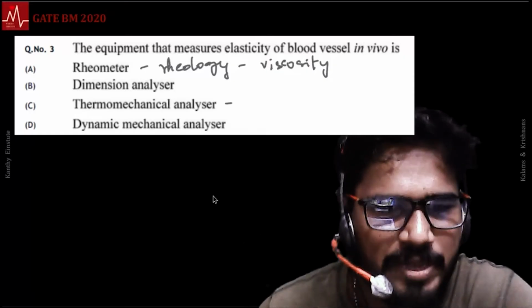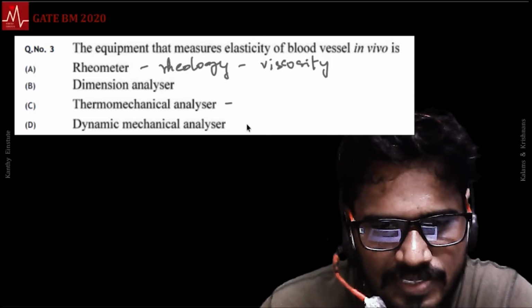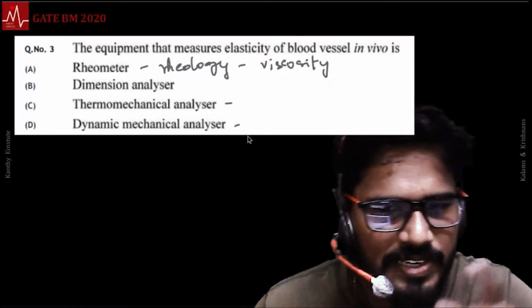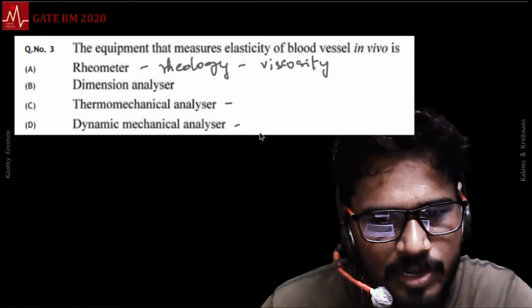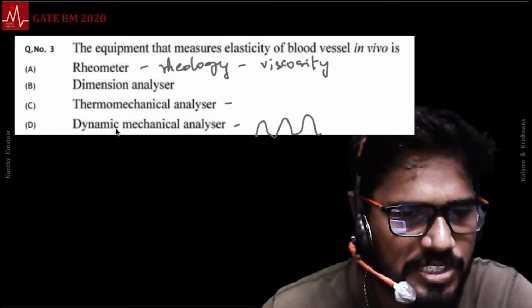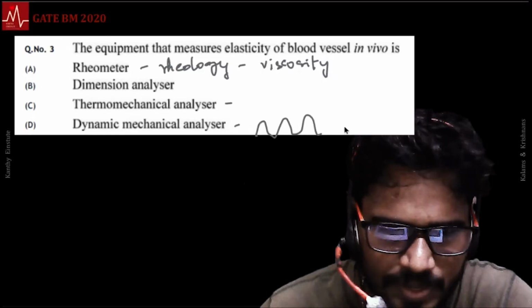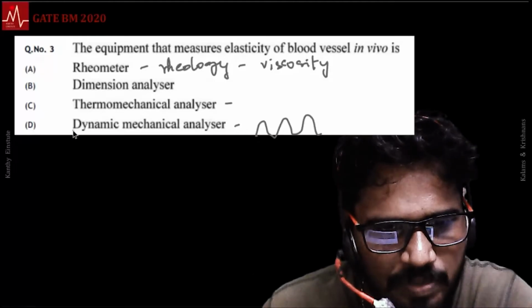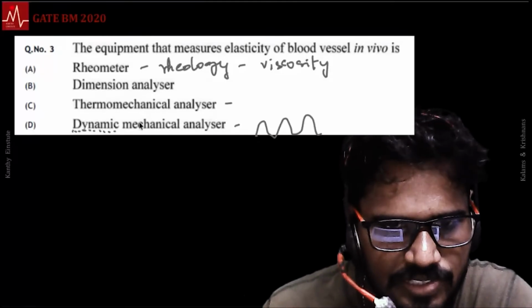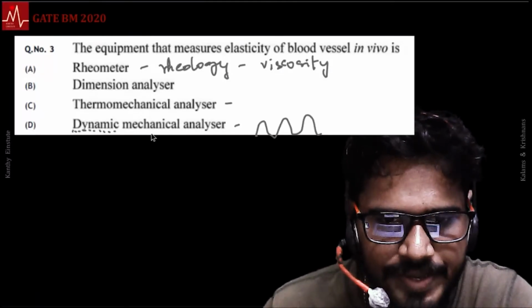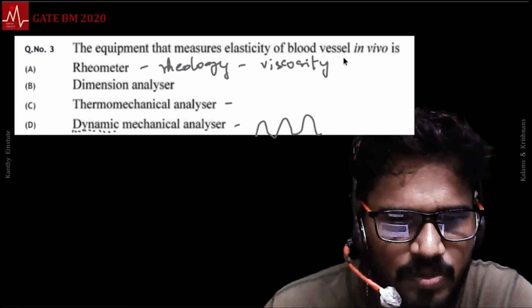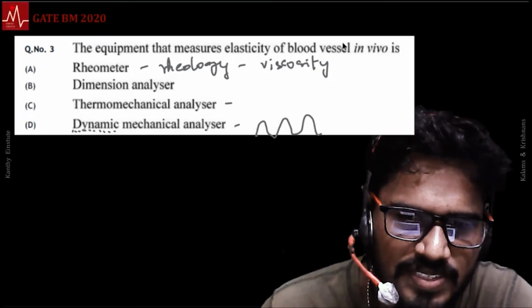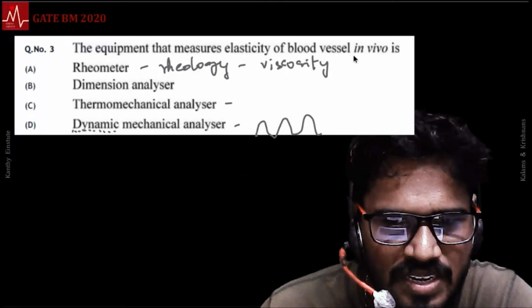Very simply, dynamic mechanical analyzer. This is repeated loading, typically viscoelastic effects, right? Cyclic repeated loading. These properties are tested with a DMA, dynamic mechanical analyzer. Again, sort of a cyclic or repeated testing, but this is still mechanical. And equipment that measures elasticity of blood vessel in vivo.